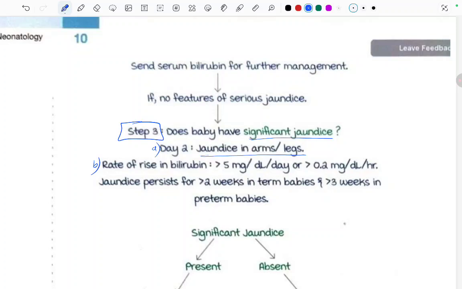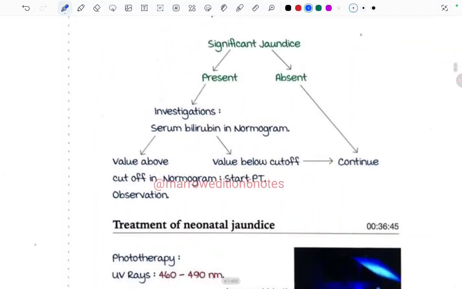Jaundice persisting for more than 2 weeks in term babies and more than 3 weeks in preterm babies is also considered significant jaundice. So if significant jaundice is present, we have to go for investigations: serum bilirubin on the nomogram. If the value is above the cutoff on the nomogram, start phototherapy or keep under observation. If the serum bilirubin value is below the cutoff, then we continue the monitoring process.